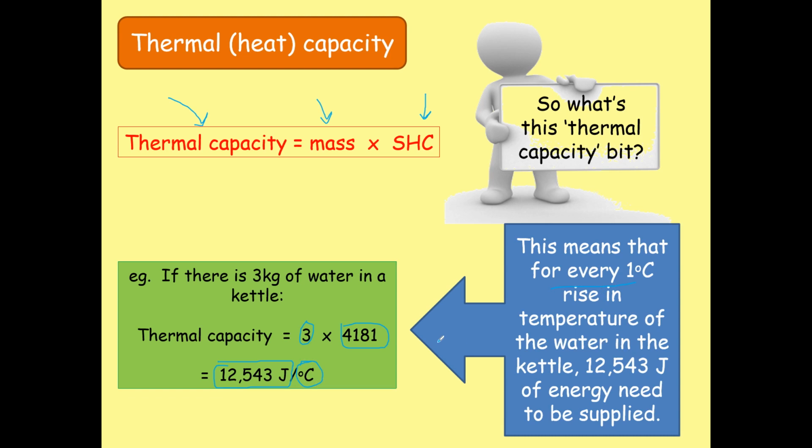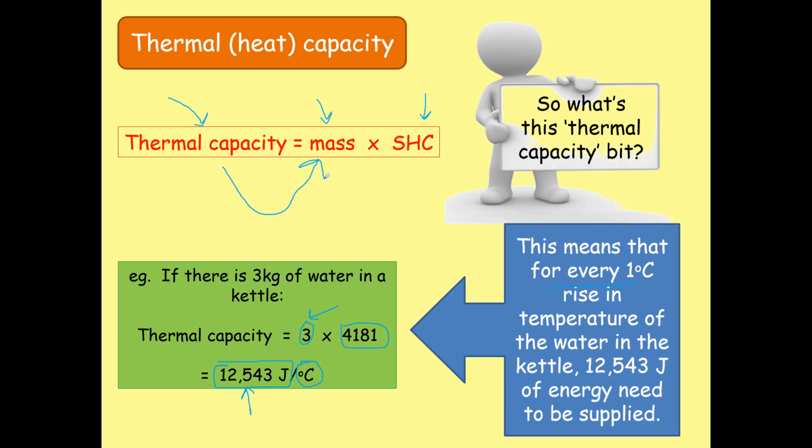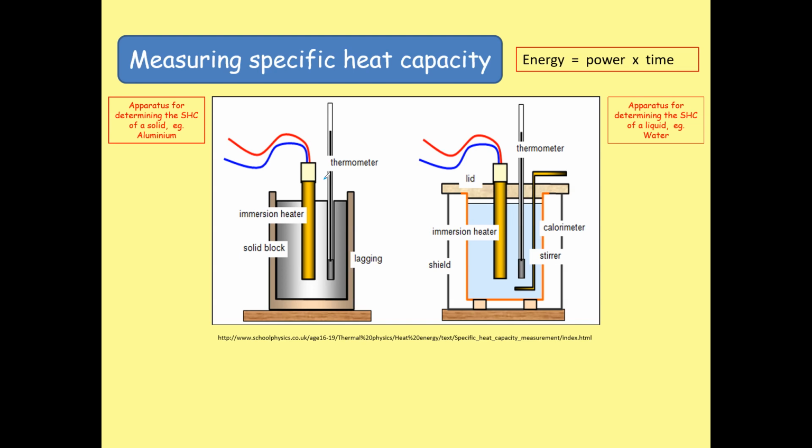So every 1 degree Celsius change would require this much energy to be supplied to this much mass, right? And this is a mass dependent quantity. Remember, this is a mass dependent quantity, right? So moving on, how can we measure specific heat capacity?